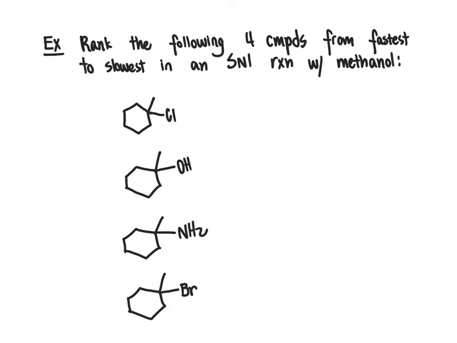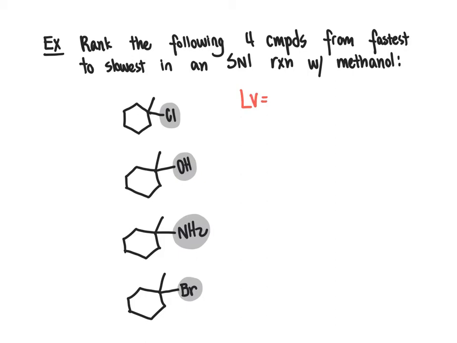So the approach that we have to take in order to do this is we look at these structures. The difference between them all is just what leaving group they have in each case. So we need to be comparing a chlorine leaving group, hydroxy leaving group, amine leaving group, bromo leaving group to determine which is going to react fastest. The one that reacts the fastest will be the one that yields the most stable leaving group. So we need to look at the leaving groups that will be present in each case.